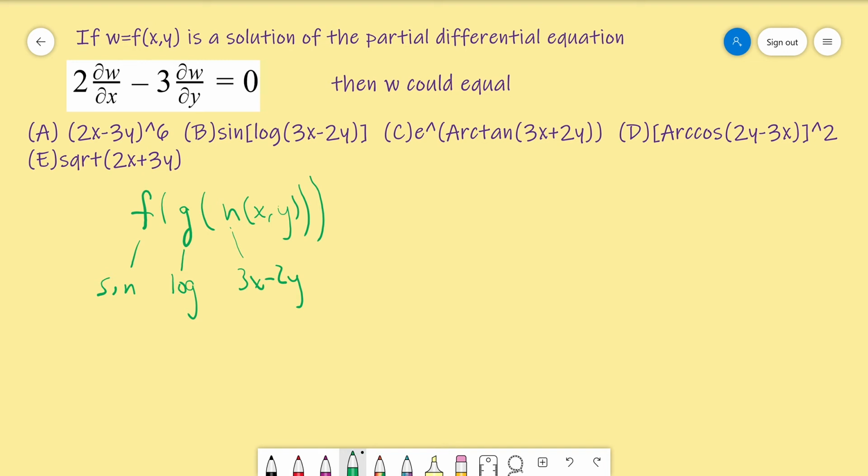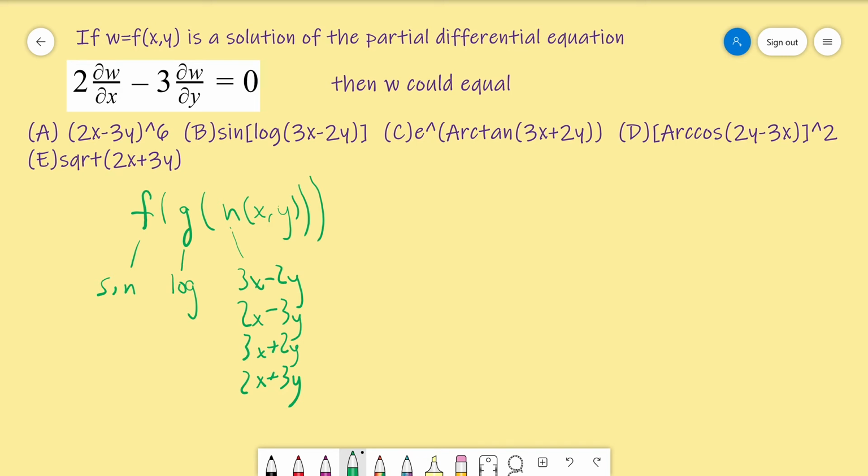And actually, in each of the answers, our h function is a combination of x and y. It's either 3x minus 2y, 2x minus 3y, 3x plus 2y, or 2x plus 3y. Okay. h is always the same, it's just f and g that are constantly changing.